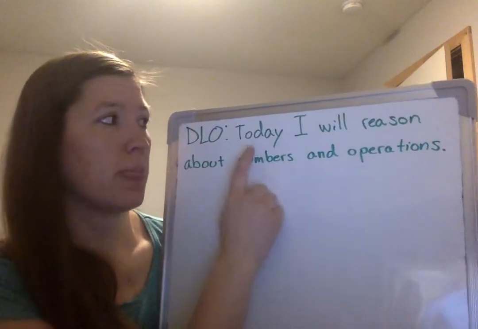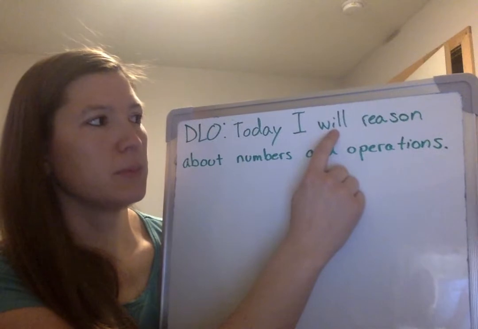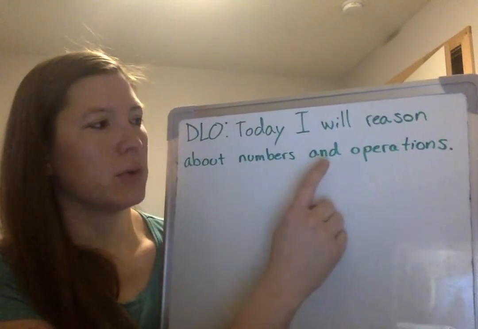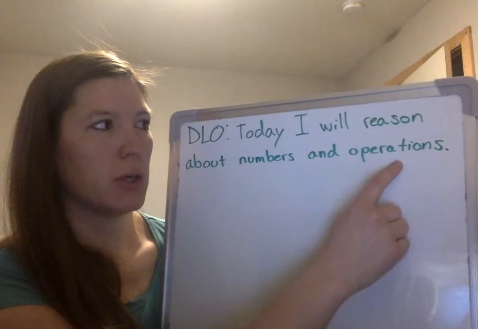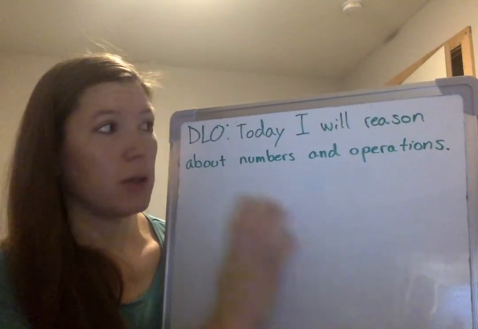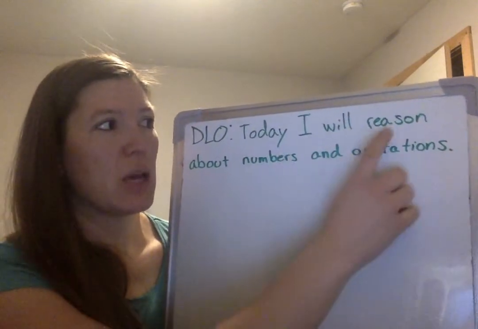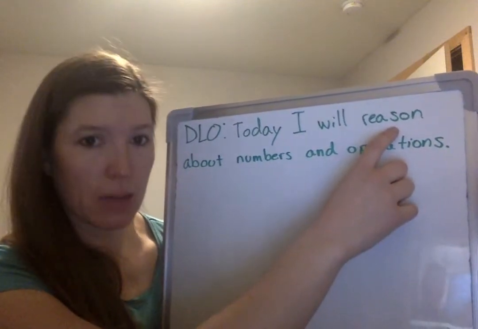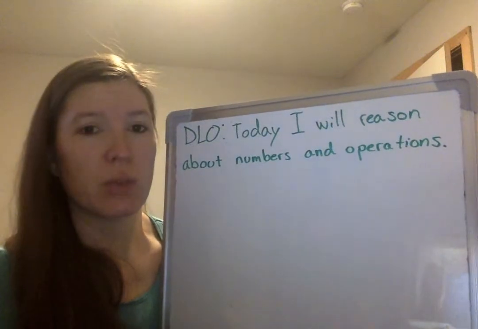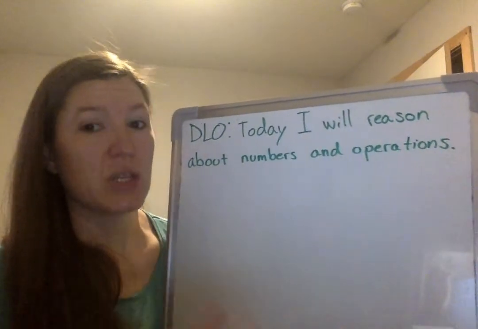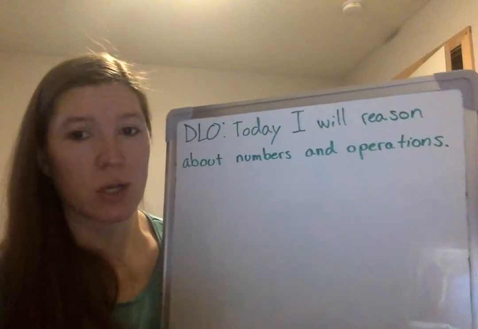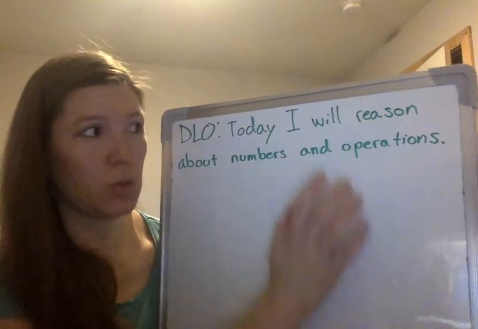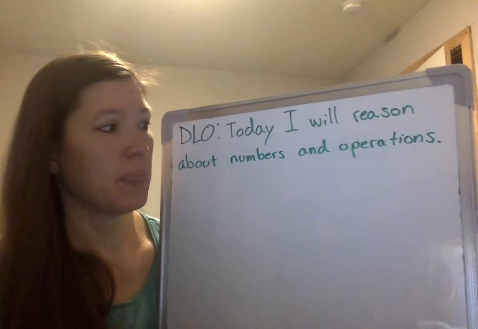Here's the DLO. Today I will reason about numbers and operations. Now it's your turn. Today I will reason about numbers and operations. Let's go over a couple words in our DLO. It says, today I will reason. That is going to be you explaining. When you're talking with someone, you're trying to reason with them. You're trying to communicate with them, talk to them, and explain the story. So reason means you're going to explain it.